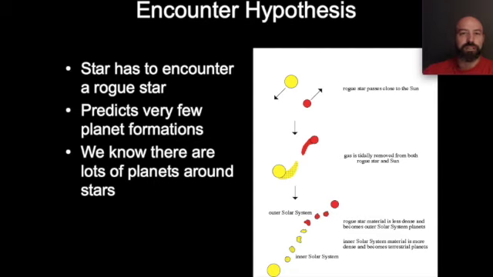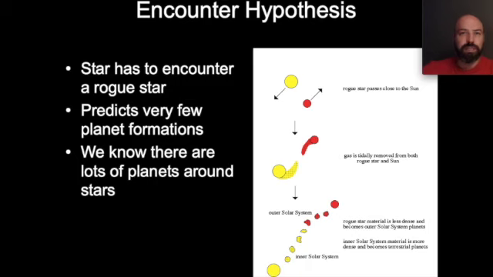This is where there was already a star, our sun, and another star came by, and the tidal forces ended up pulling different parts of the gases of the stars, and those then formed the planets. Of course, this type of event actually doesn't predict very many planets, and we end up having quite a few.